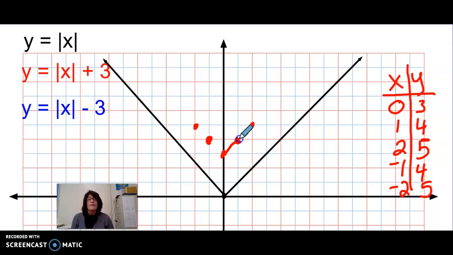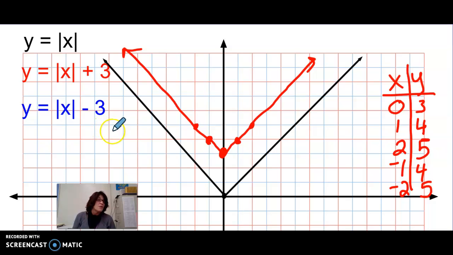I see that I'm going to have a V. It's just going to be shifted, isn't it? It's shifted up 1, 2, 3 units. Makes sense, huh? How about, just think, what do you think -3 is going to do?